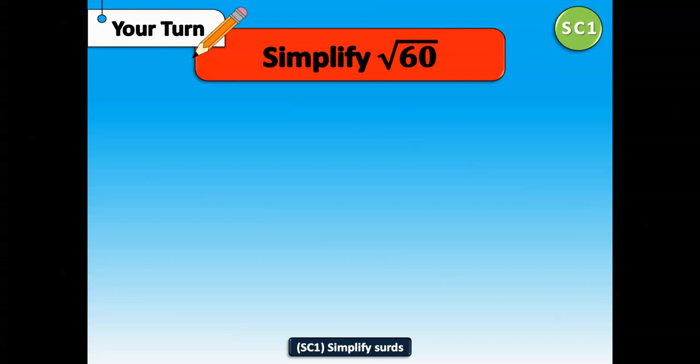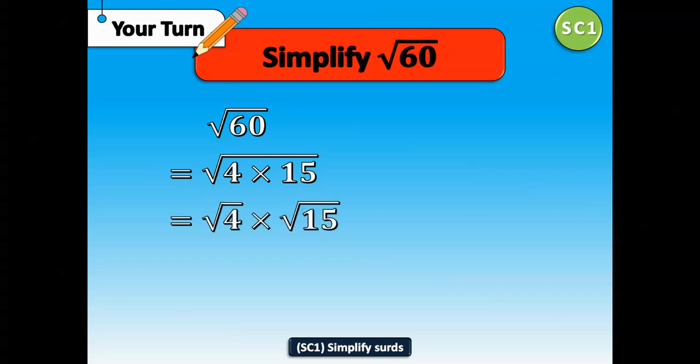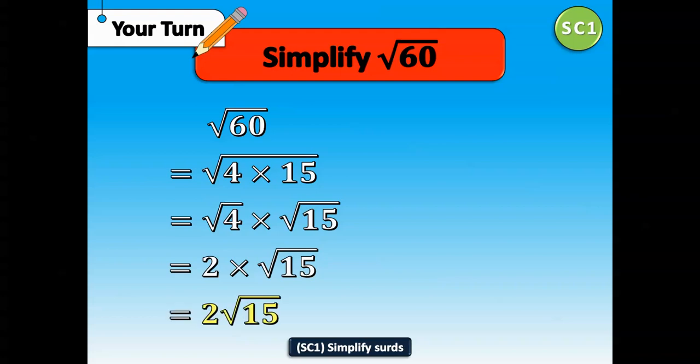So here we want to simplify root 60. So think about what square number goes into 60. You want the biggest square number. And the biggest square number that goes into 60 is 4. So we can rewrite root 60 as root 4 times 15, which we can rewrite as root 4 times root 15. We know the square root of 4 is 2, so we can simplify it to 2 root 15.